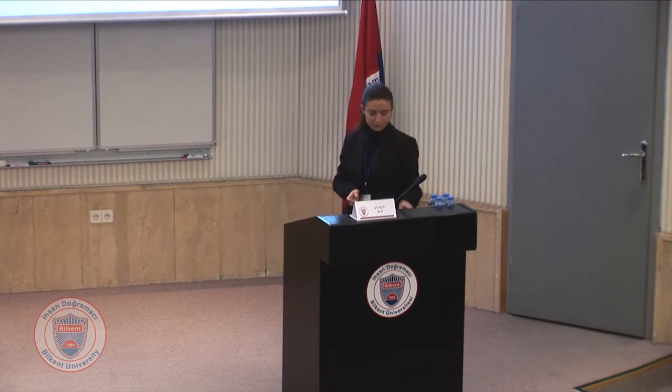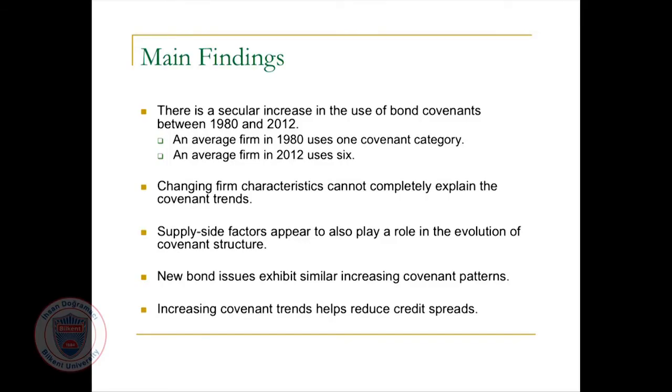Okay, so what do we find? Here are our main findings. First, we find that there is a secular increase in the use of bond covenants between 1980 and 2012. A typical firm in 1980 will use one covenant category on average, whereas in 2012 a typical firm will use about 6 covenant categories. So there seems to be a clear increase in the use of bond covenants.